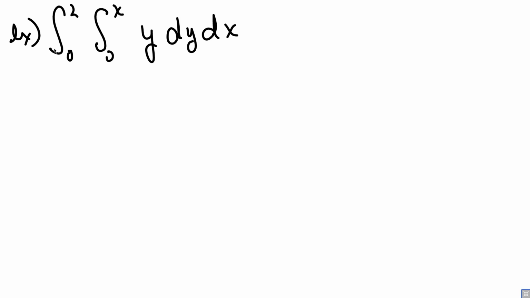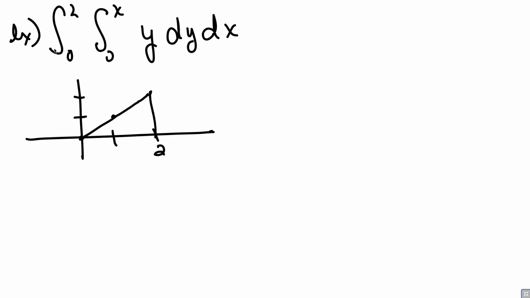Okay, so let's take a look at this. Starting off, we have that x is second. So if we look at that, we know x is running from 0 to 2. Okay, and then y is first, so y is running from 0 to x. So when x is 0, y is 0. When x is 1, y is 1. When x is 2, y will be 2. So this is what we're looking at here.